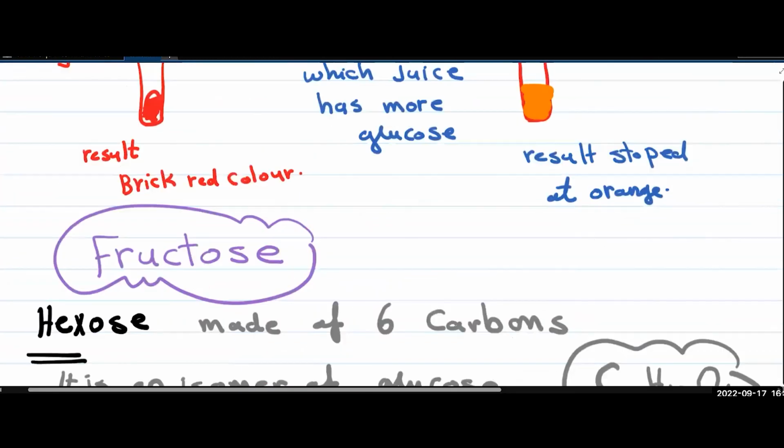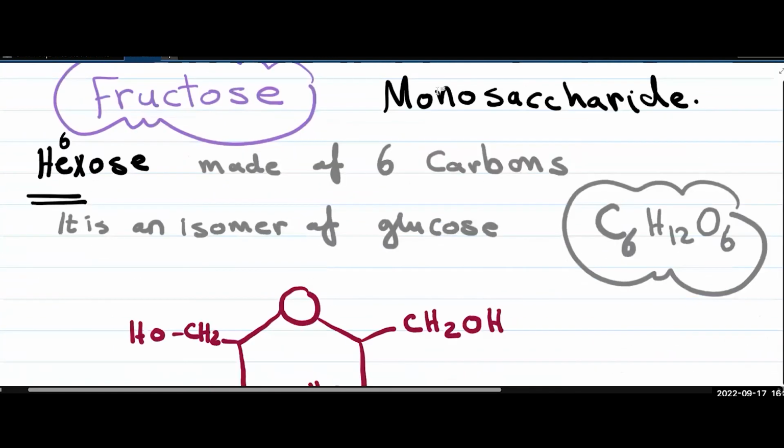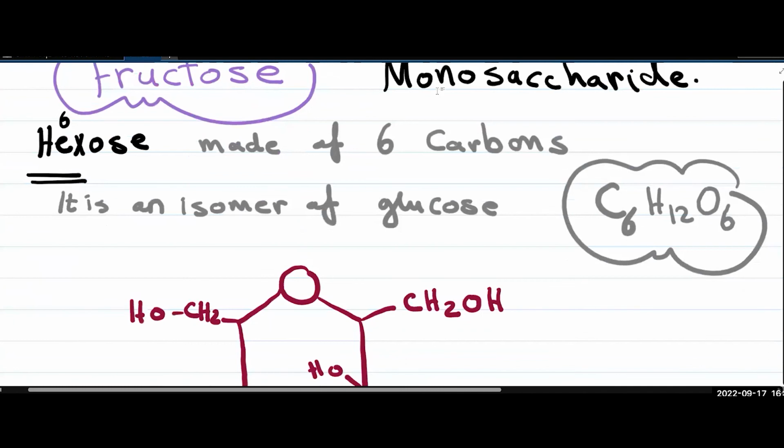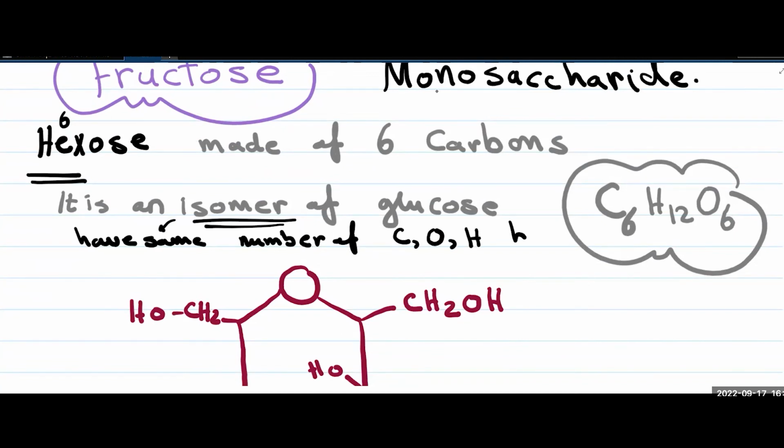Fructose is another monosaccharide. Monosaccharide is made of one sugar. It's a hexose. Hex means 6, so it is made up of 6 carbons. It's an isomer of glucose. Yes, it has the same number of carbon, hydrogen and oxygen, but a different structure than glucose. Yani, what does isomer mean? Having the same molecular formula, or the same number of carbon, oxygen and hydrogen, but a different structure.